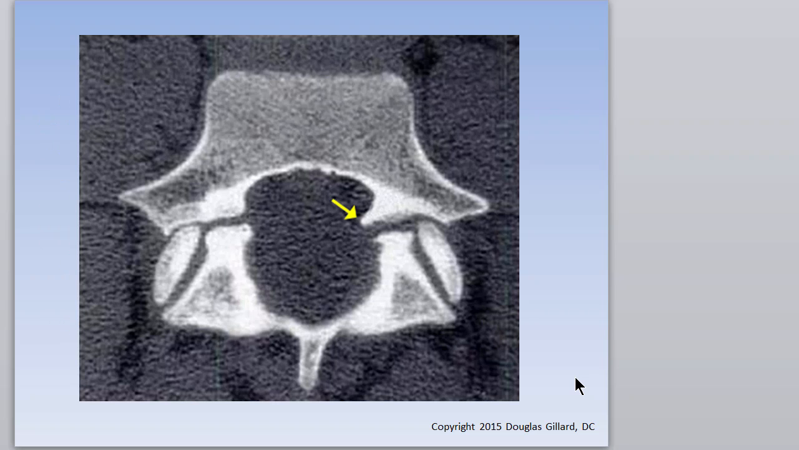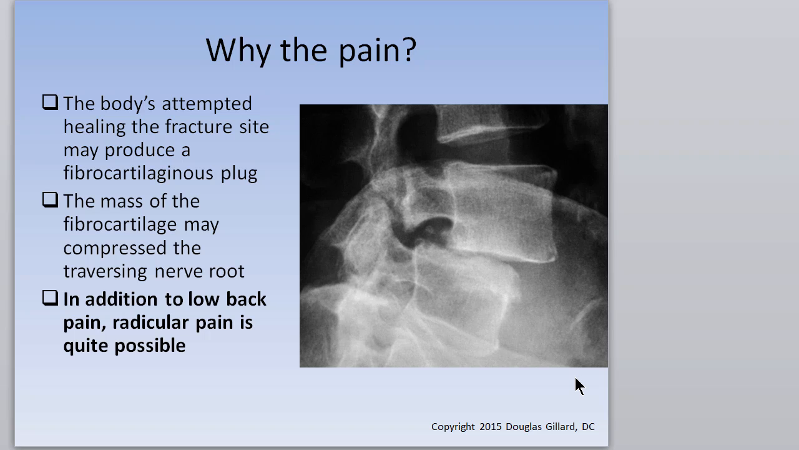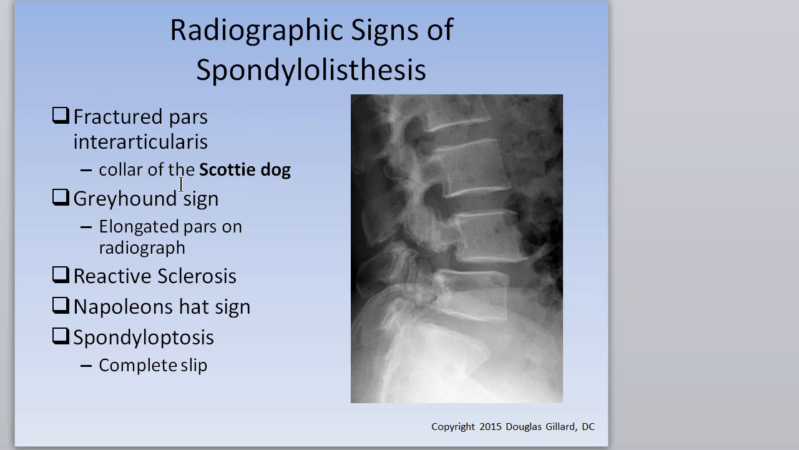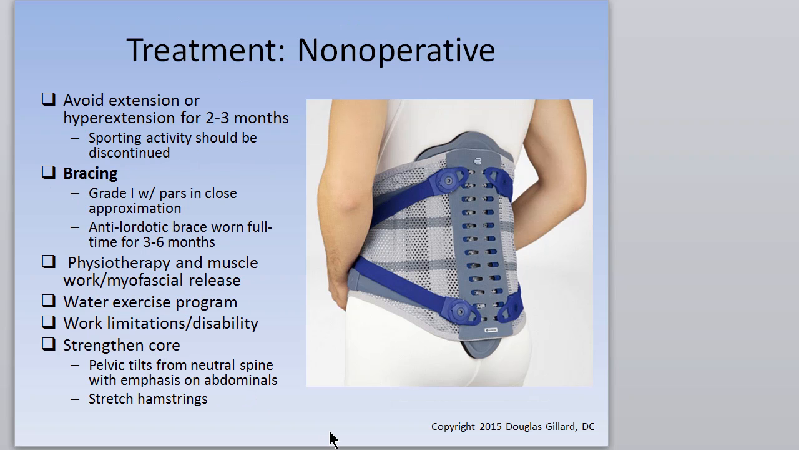Talked about the beak before. I'm not going to go over that again. Greyhound sign. Couldn't find a picture of that, but that's an elongated pars. If you see the greyhound sign, if you match that up, it goes with degenerative spondylo? No. Iatrogenic spondylo? No. It goes with isthmic spondylolisthesis. Spondyloptosis is a complete slip. Know what that looks like. I have a picture in here somewhere.